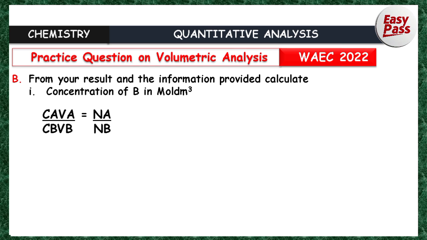Your CB is the concentration of what? Base, which is your what? Ion, which is the ion 2 in mole dm³. Your VB is the volume of what? Base in centimeter cube. Your Na is the number of acid, while your Nb is the number of base.